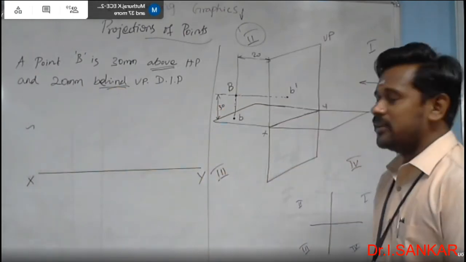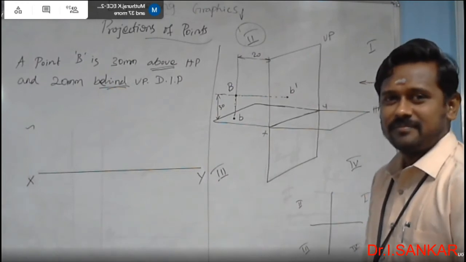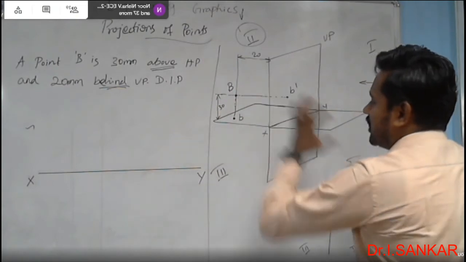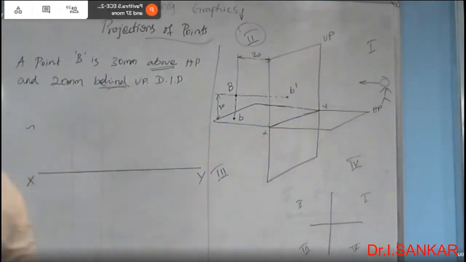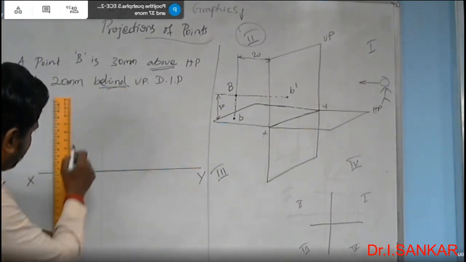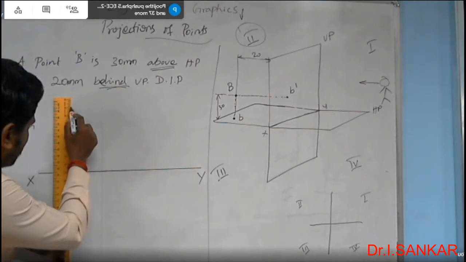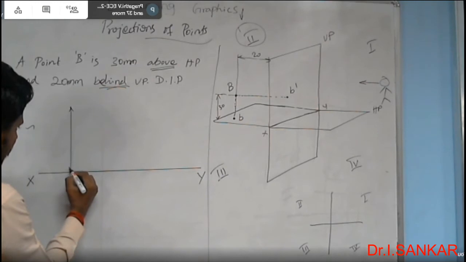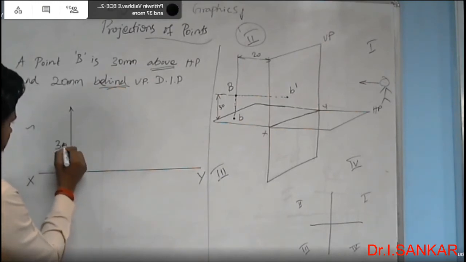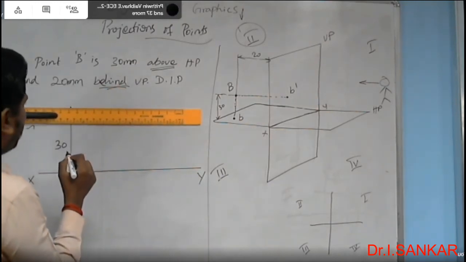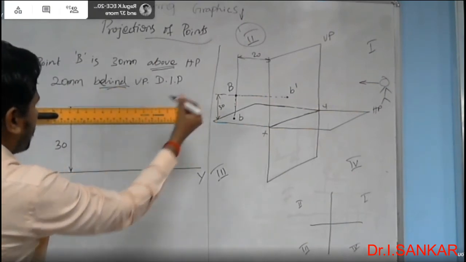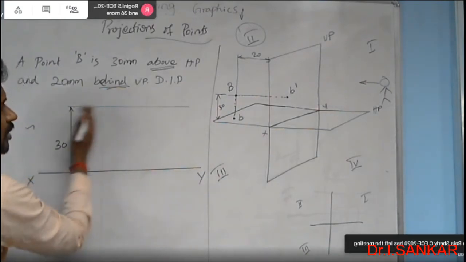How much above XY? 30 mm. Very good. The 30 mm will be maintained here also. So 30 mm above XY, we need to locate the point B dash. Randomly mark the point B dash.